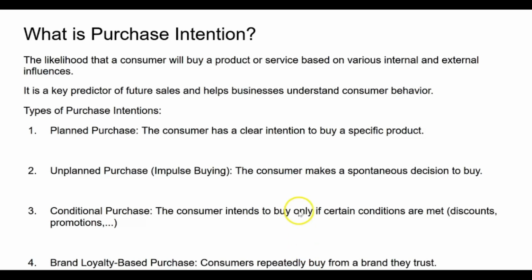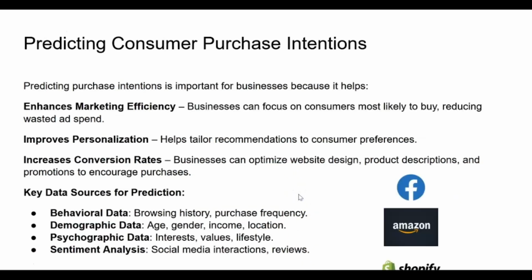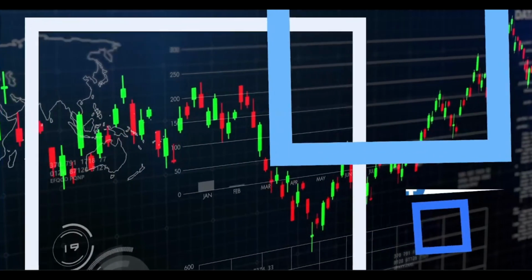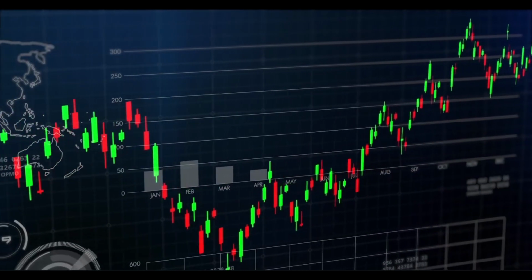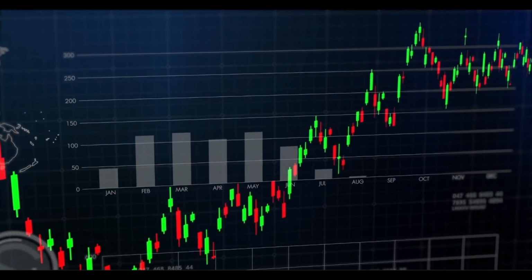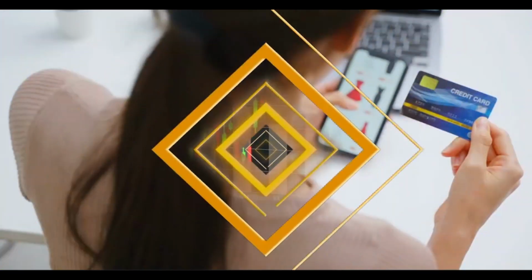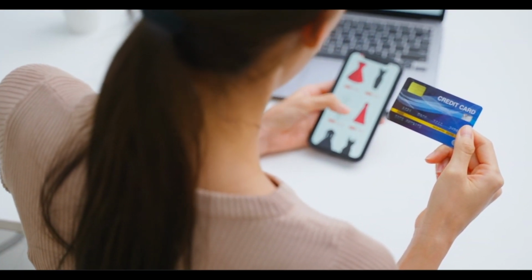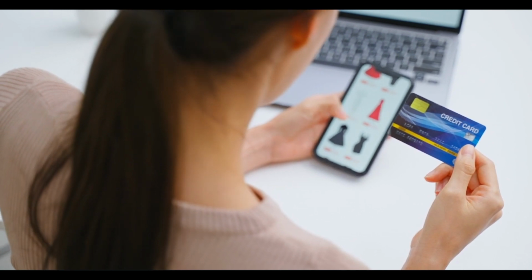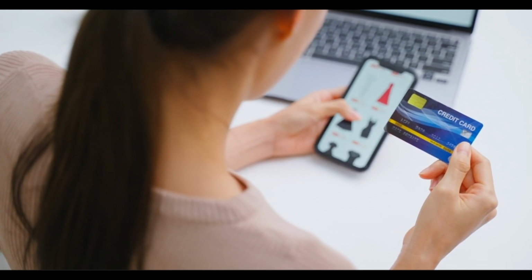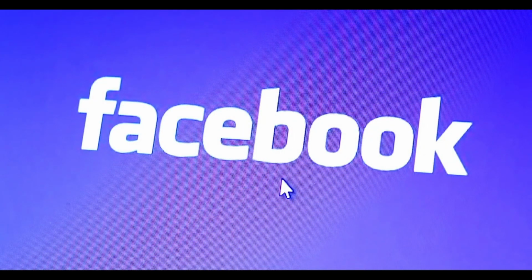So for businesses, accurately predicting purchase intention can be a game changer because it enhances marketing efficiency. Businesses can focus their efforts on consumers most likely to buy, reducing wasted ad spend. For example, Facebook ads targeting users who have recently searched for similar products.